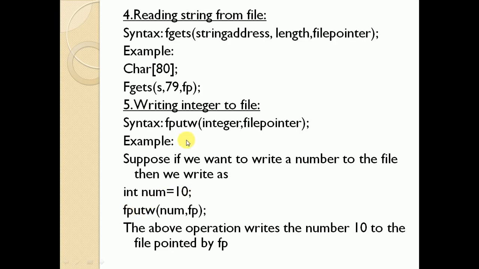So first take the name of the function, that is fputw, and here what we have passed now? First the num, that is, what does num contain? The integer 10, and then who will point that? The file pointer will point that. So this above operation, what will it do? It is writing the number 10 to your file which is being pointed to by your file pointer. So always the file pointer will point to those numbers.